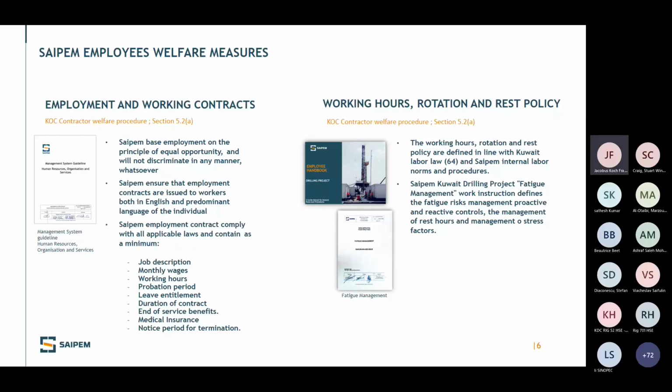Working hours, rotations, rest policy. The working hours, rotation, and rest policy are defined in line with the Kuwaiti law and SAIPAM internal labor norms and procedures. SAIPAM Kuwait drilling project fatigue management work instructions define the fatigue risk management, proactive and reactive controls, the management of rest hours and management of stress factors.